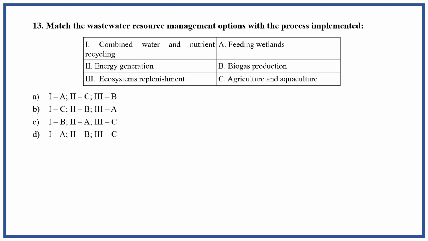Now the next question, it's a match the following type of question. So we have three options on the left and three options on the right. Which option is correct? You have to match the correct water resource management options with the process implemented. Anyone? The correct answer? Okay, Sumitra is saying it's B. Yeah, the correct answer is B.